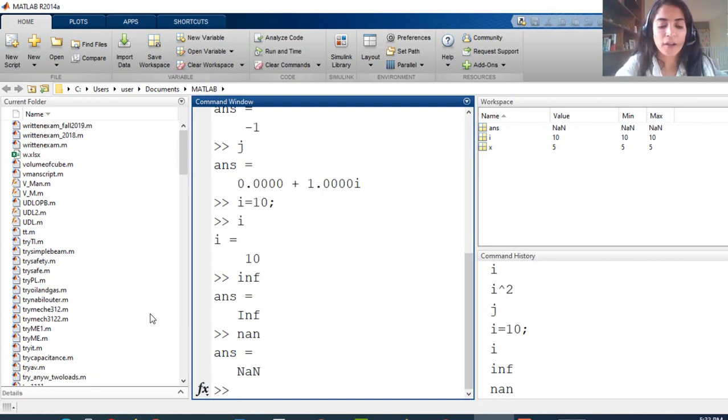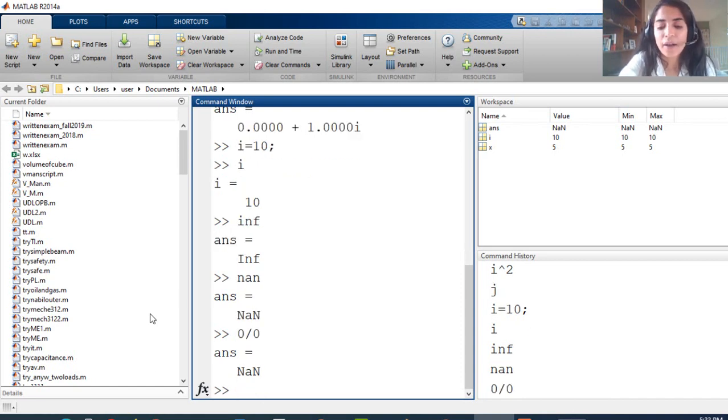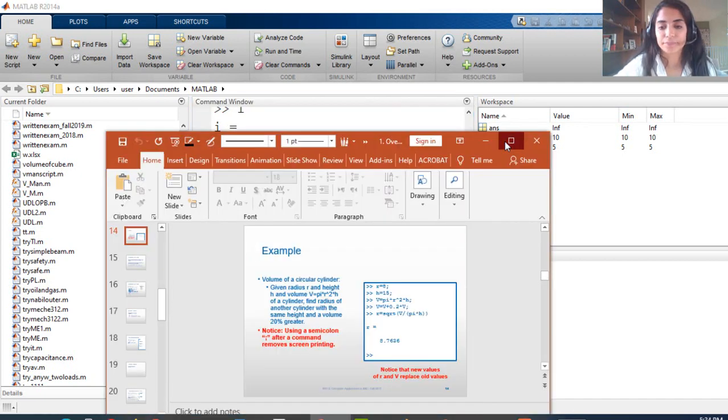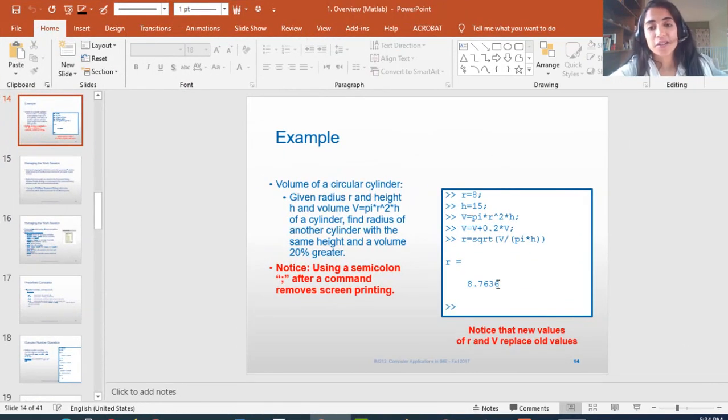Like what? If I want to divide 0 by 0, 0 by 0 is not a number. If I want to divide 10 by 0, 10 by 0 is infinity. So we have all of these constants inside MATLAB Live. Now guys, I want you to solve this problem.